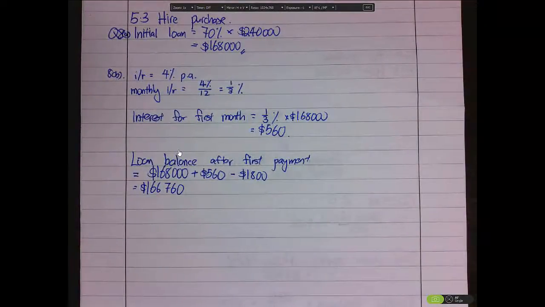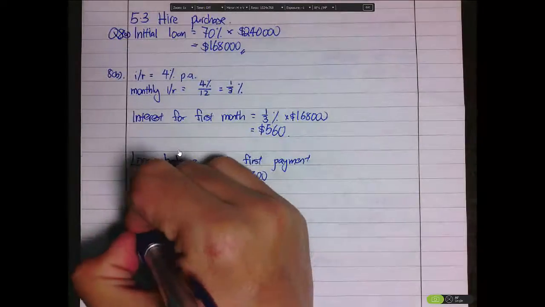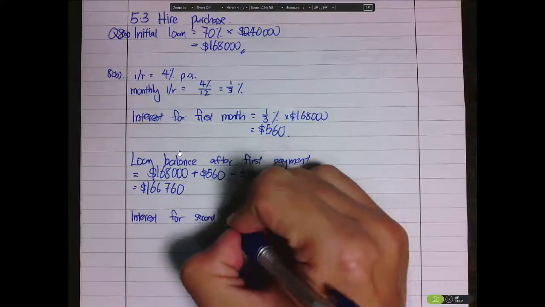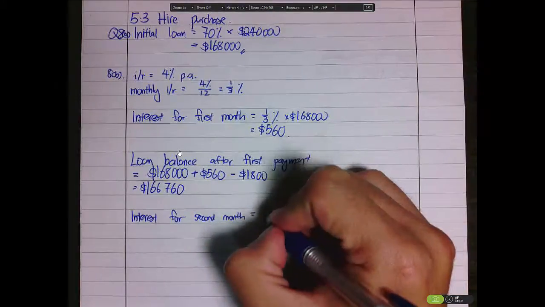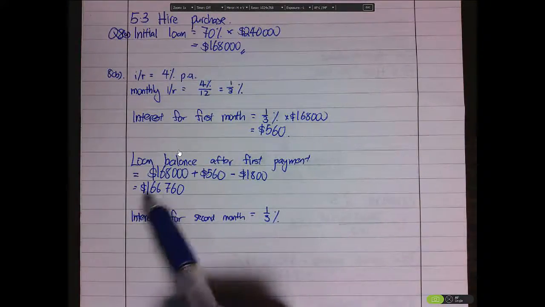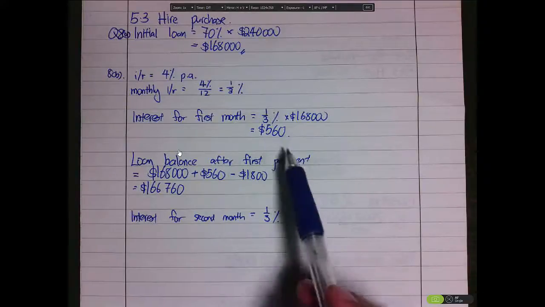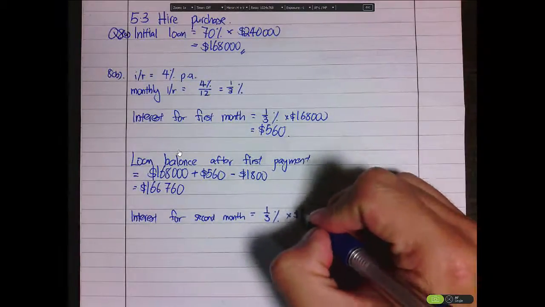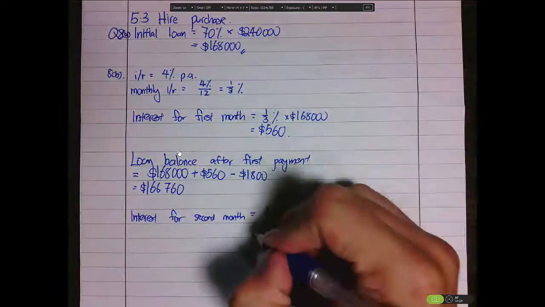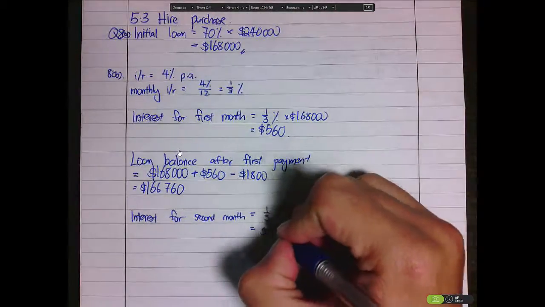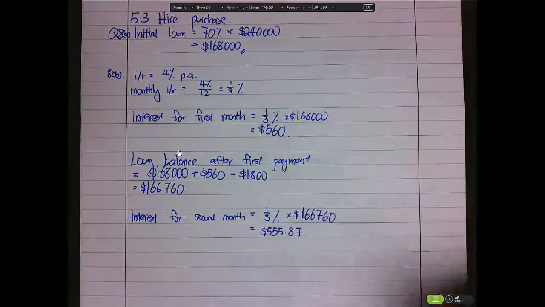So after the first month, he will still owe a total of this. Now, after this, 1 more month will pass. So the interest for second month is equal to 1/3%. Notice that this is compound interest because the principal amount changes every month. The first month we took 1/3% of $168,000. For second month we take 1/3% of 166,760. He has to pay 555.87 interest for second month.